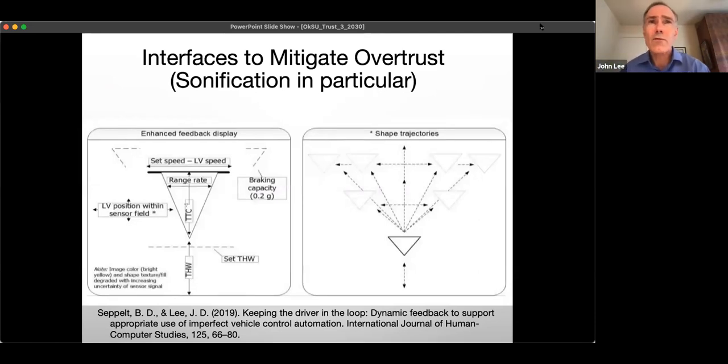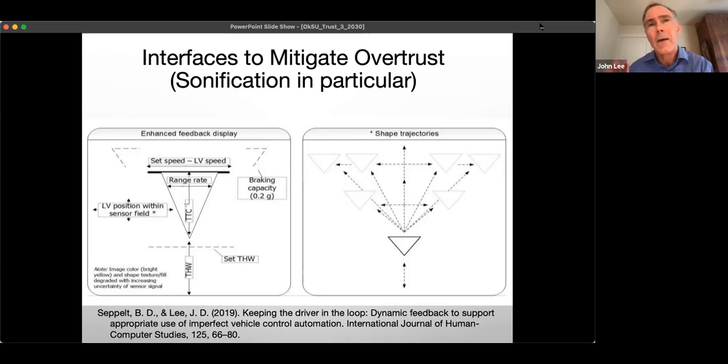This is one way of changing the interface to mitigate overtrust. And I won't go into a lot of the details here, but just to say this is a fairly complicated interface that might reside on a head-up display or in the instrument cluster of a vehicle that shows the driver proximity to the vehicle ahead, the rate at which that's changing, the situations where your vehicle is not controlling as it should be. So as that triangle gets bigger and smaller and moves around the space, it's indicative of what's going on with the automation. So this makes the automation a bit more transparent, maybe conveys a bit more of the risk of the situation.